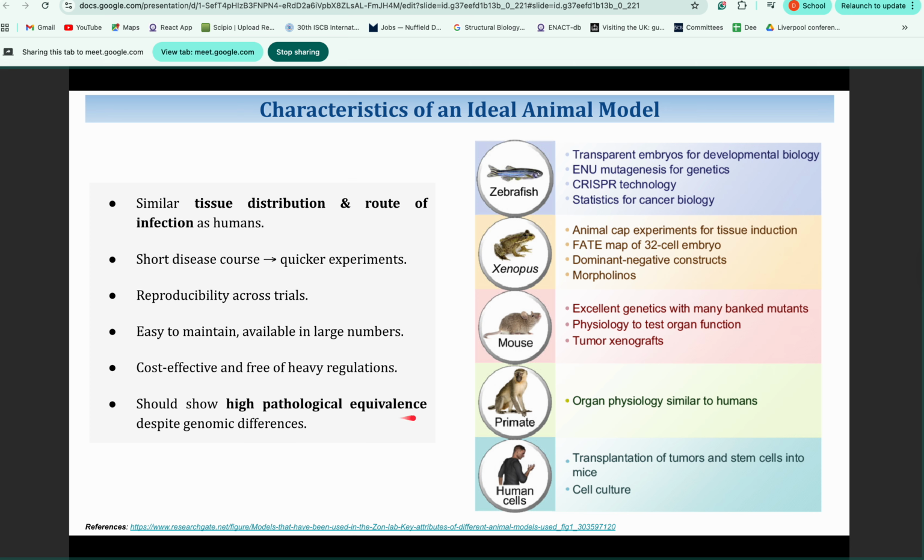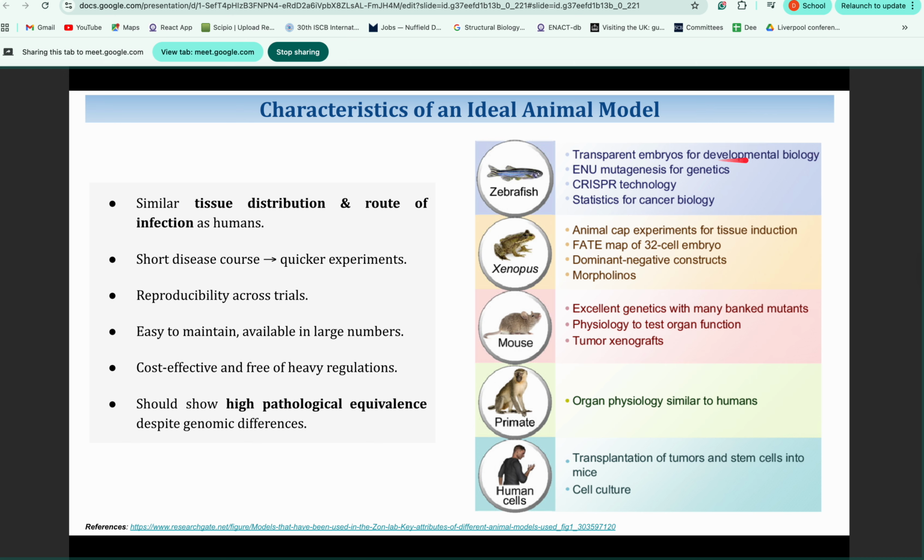Should show high pathological equivalence despite genomic differences. So even if they have genomic differences, such as zebrafish, Xenopus, Drosophila, although they have some genomic differences, they should show high pathological equivalence. That means that a particular virus or particular mutation must show the effect in them, must lead to a disease state in them as well. So zebrafish has transparent embryos for developmental biology.